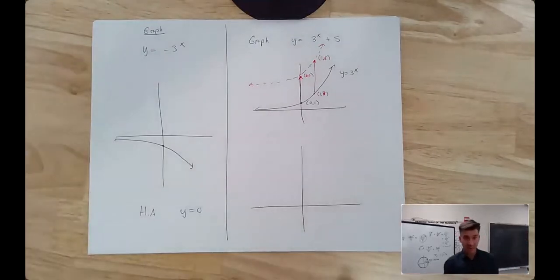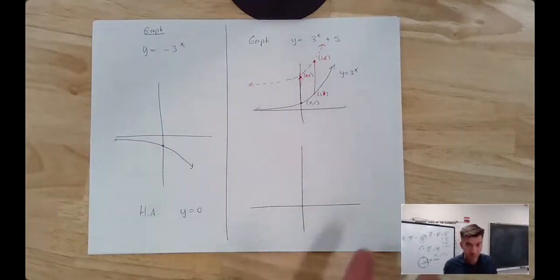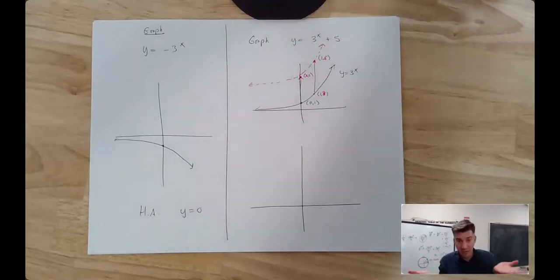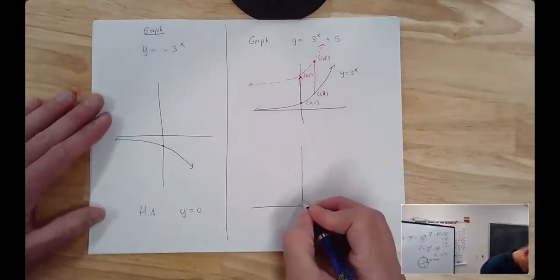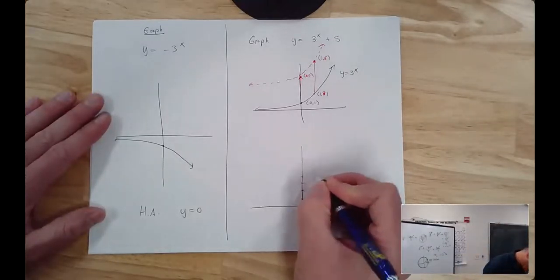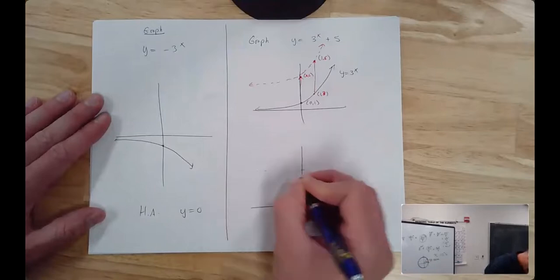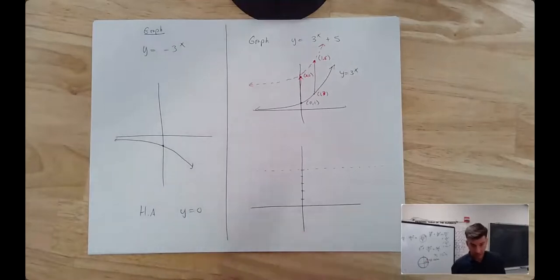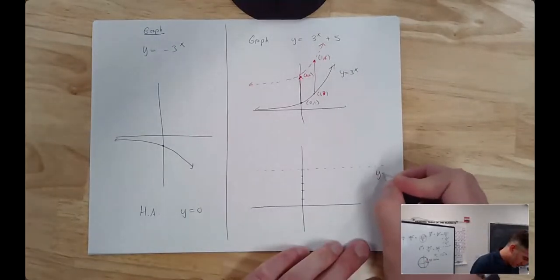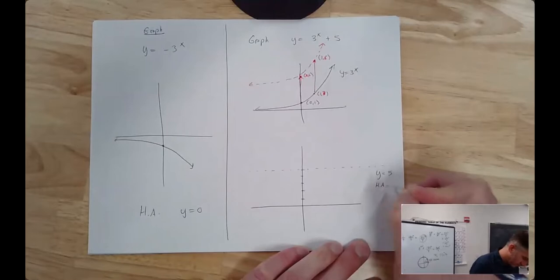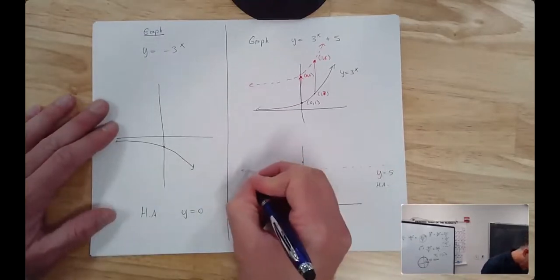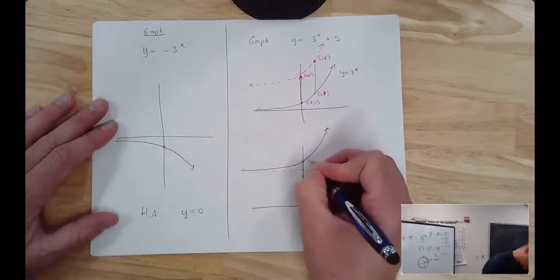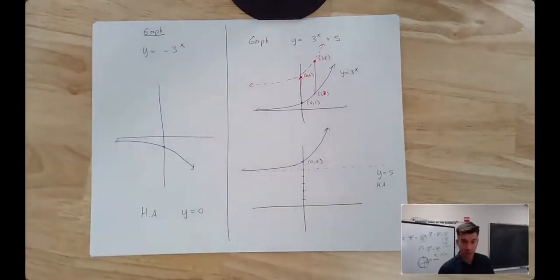Well, the old horizontal asymptote was y equals 0. And if I'm moving everything up by 5, if I move 0 up by 5, my new horizontal asymptote is going to be y equal to 5. So my new horizontal asymptote, which we do draw with a dashed line if it's not the x-axis, is y equal to 5. And then I'm just going to draw the thing like this. And my new y-intercept is 6.